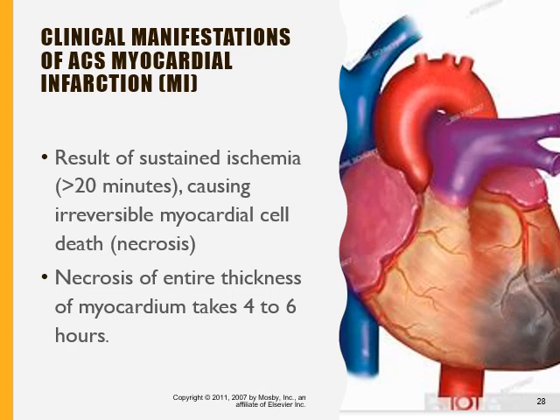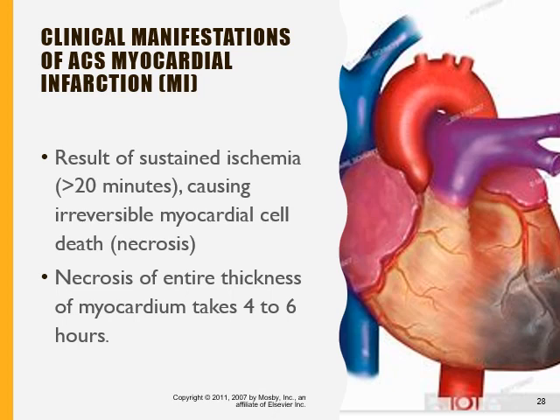Clinical manifestations of acute coronary syndrome. This is sustained ischemia greater than 20 minutes. Greater than 20 minutes. Not 10 minutes, greater than 20. You'll see why I'm saying that soon enough. It causes irreversible cell damage, necrosis. So that area of the ventricle is no longer working well.